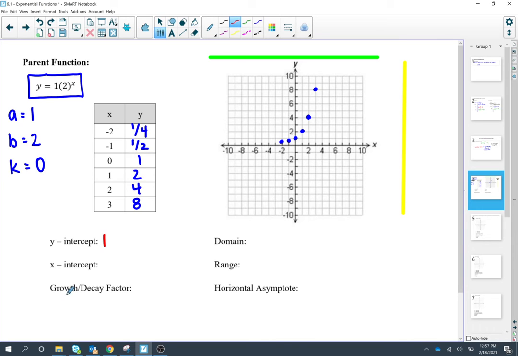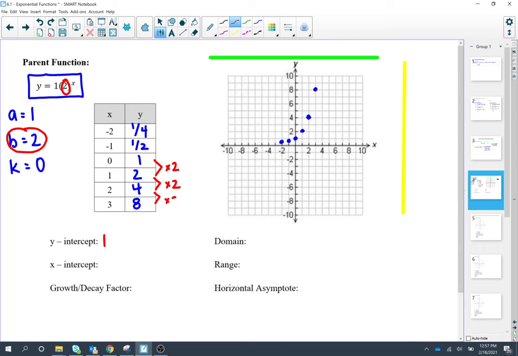So the next one is your growth or decay rate, or your growth or decay factor. And that you can either find by looking at your function, which is your b value, or by looking at your table. So if you're looking at your table, how do you get from 1 to 2? You multiply by 2. How do you get from 2 to 4? You multiply by 2. How do you get from 4 to 8?